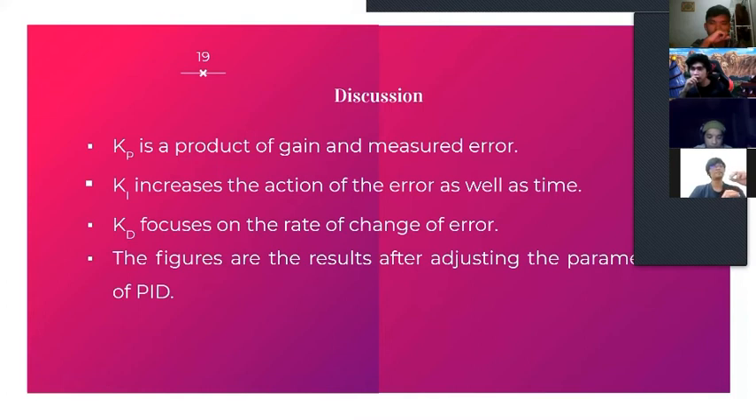As for the Ki, it increases the action with the error as well as the time. If the force is insufficient to reduce the error to 0, the force will be increased with time. As for the Kd, the derivative parameter, it focuses on the rate of change of error. The more the error changes over time, the larger the derivative factor will be. The effect of the derivative is to counteract the overshoot caused by P and I.